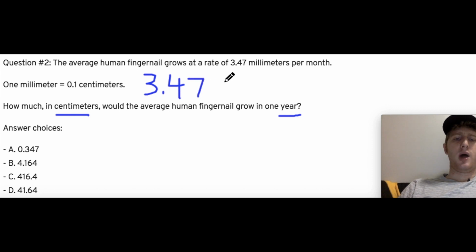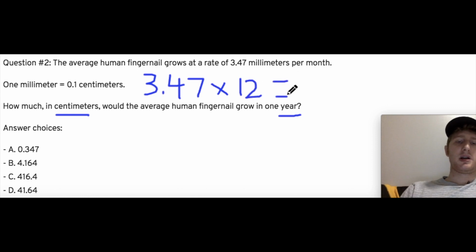So first, let's take this 3.47, and what I want to do is multiply that by 12. Now, why would I multiply this by 12? Well, the reason is because there's 12 months in a year, right? So because there's 12 months in a year, and we want to know how many centimeters there are in years, we want to take this value in millimeters, and we're going to multiply it by 12.